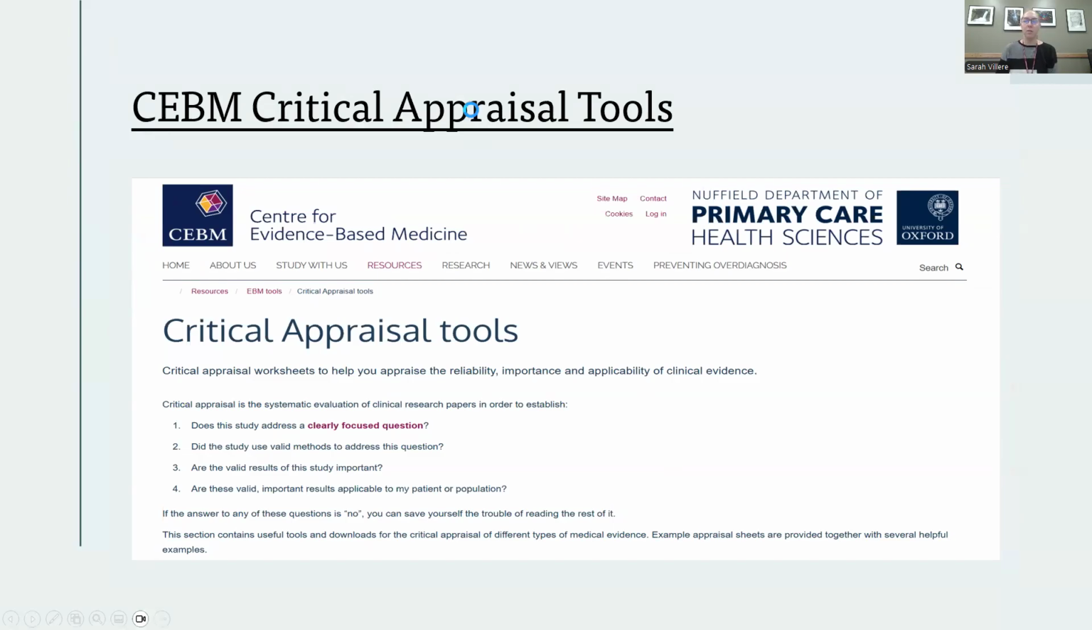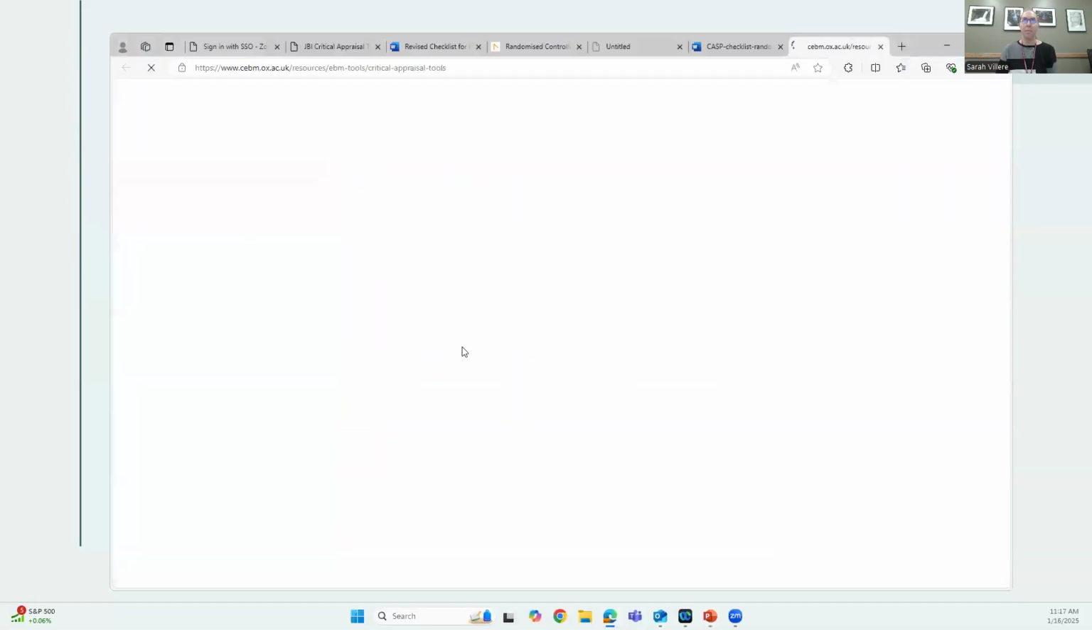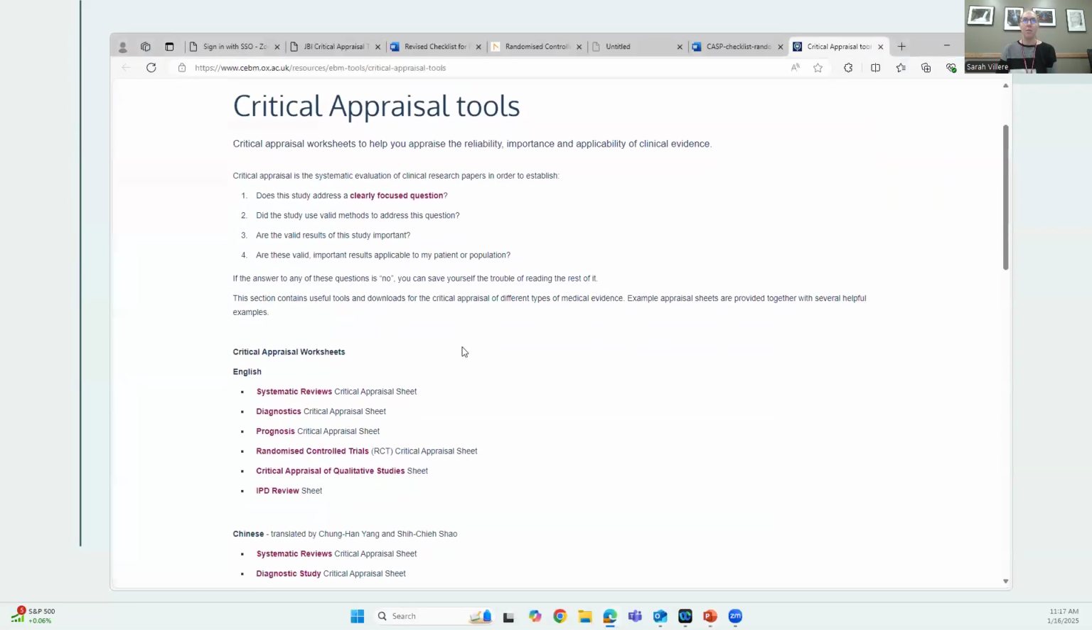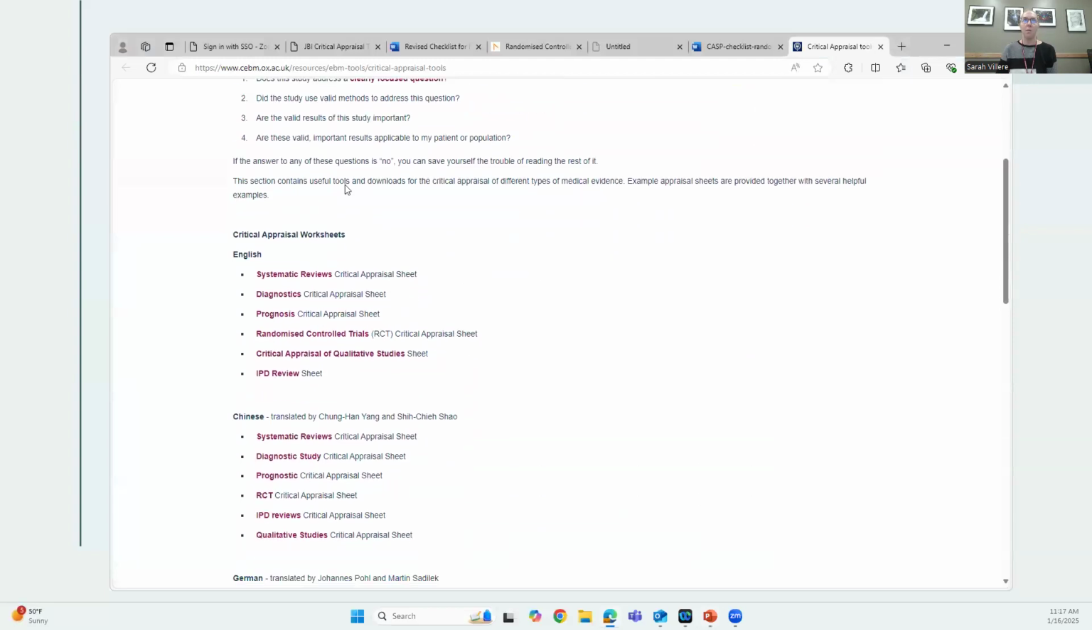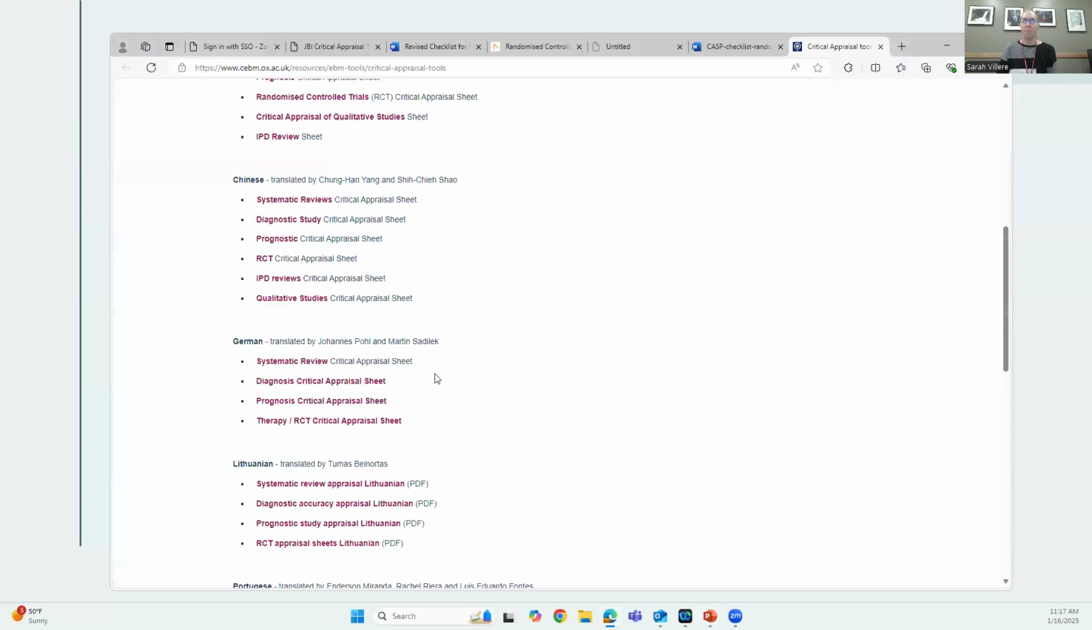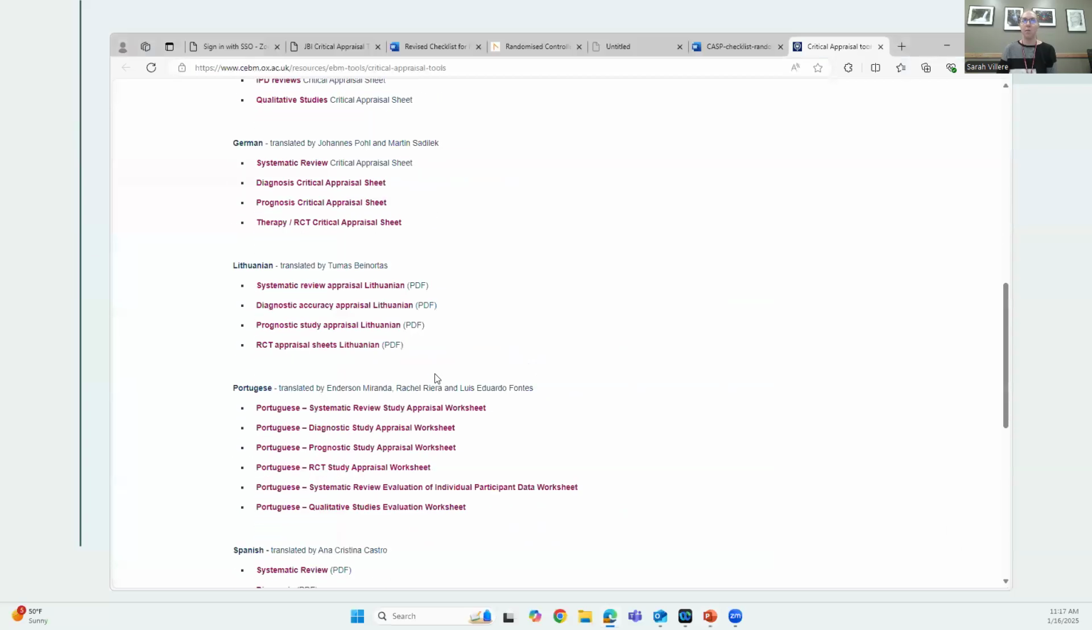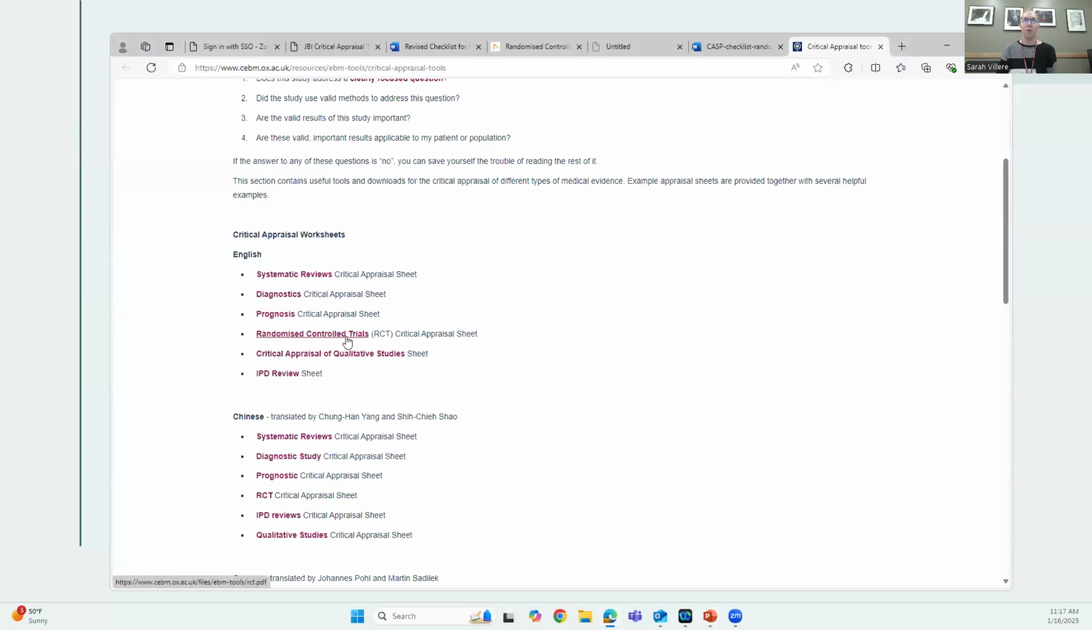So if we go to their website here, we can scroll down and see the worksheets that are available in English. And then right on this page is where you could find these in other languages as well. But let's go to the randomized control trial checklist so that you can see what it looks like.